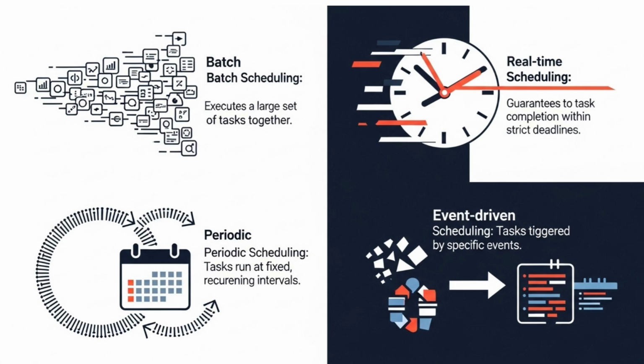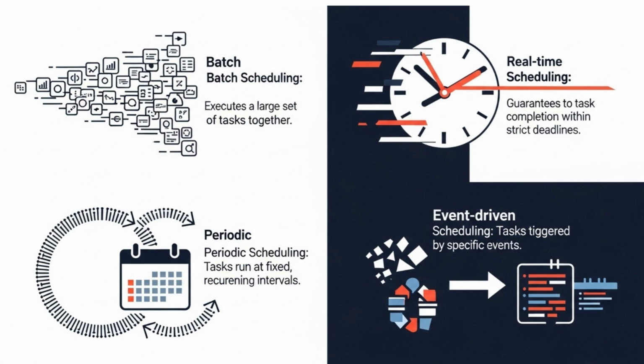First, let's talk about batch scheduling. This is where a large collection of tasks is gathered and then executed all at once, typically during periods of low system activity, like overnight. Think of processing all credit card transactions from a day at midnight, or running a large data analysis job.